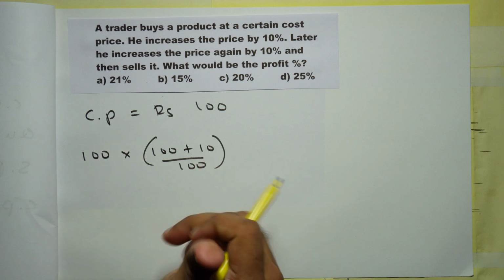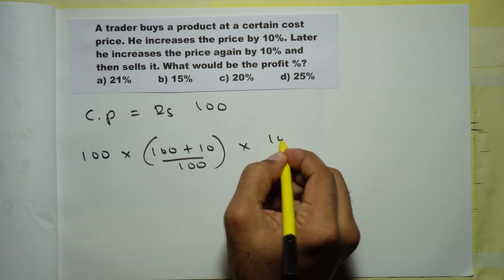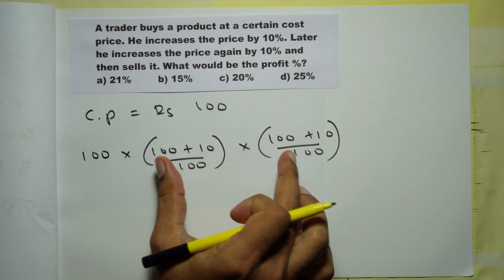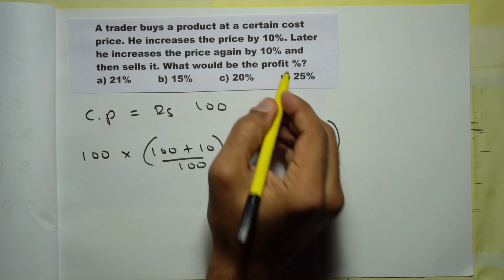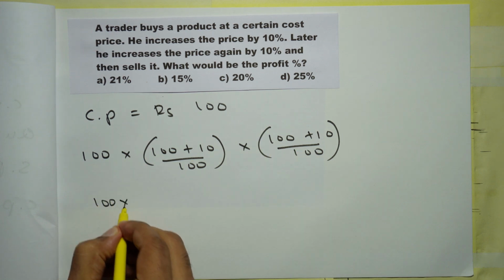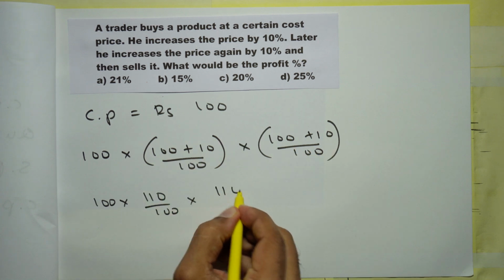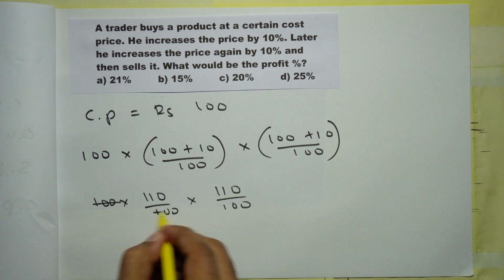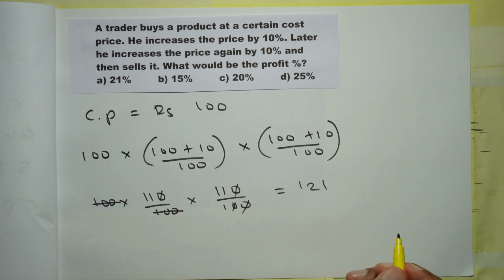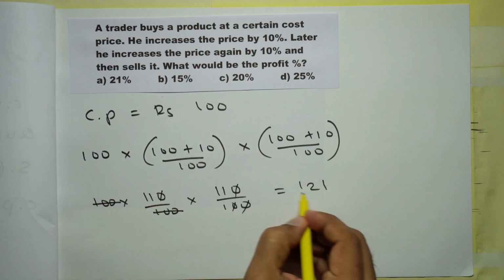And this price he has again increased by 10%. So to increase this value by 10%, you have to multiply by 100 plus 10 by 100. So this will be the final value, and he sells it. What will be the profit percentage? First we'll find out the selling price. 100 into 110 by 100 into 110 by 100. I'll cancel out these hundreds and these zeros. So 11 into 11, you will get 121. So you can see that the cost price is 100 and the selling price is 121.